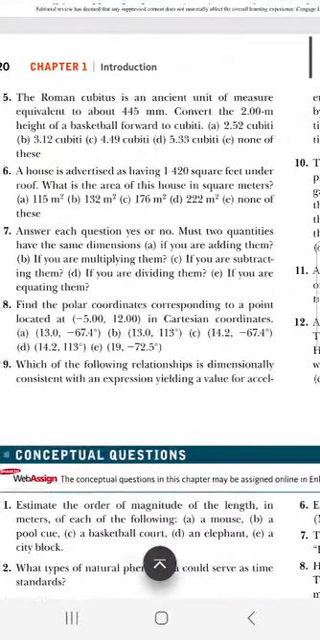Question number 5. The Roman cubit is an ancient unit of measurement, so that's why its name is a bit weird. It's equivalent to about 445 millimeters. Convert the 2-meter height of a basketball forward to cubits. So we're going back in time and we're going back to conversion.